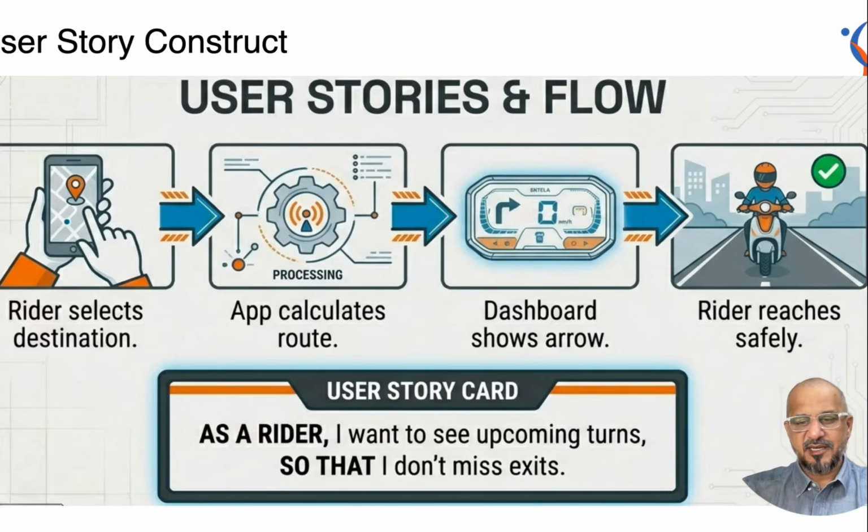So I'm a rider, I'm sitting on the moped, I'm looking at a navigation screen, and I'm saying my experience is, as a rider, I want to see upcoming turns so that I don't miss the exits. Okay, so that's my user story, and that user story gets turned into a feature. The technique is something which you will find on the internet. I've used it because it's very clear on multiple things.